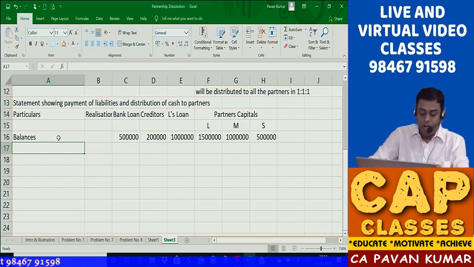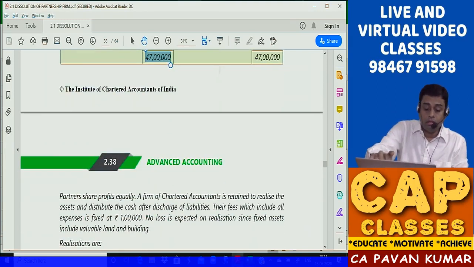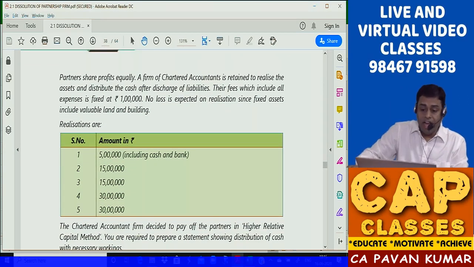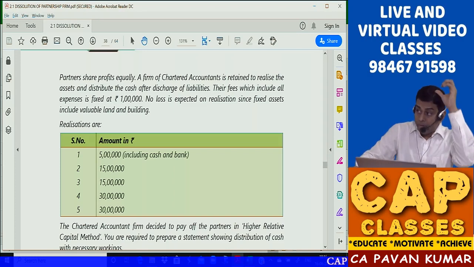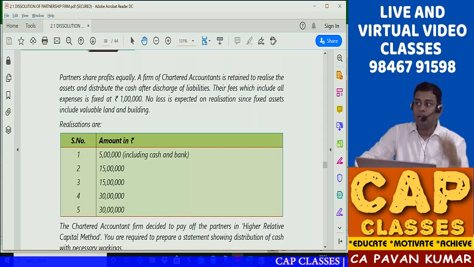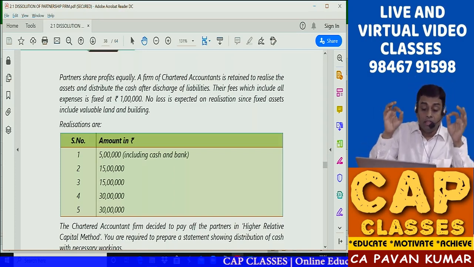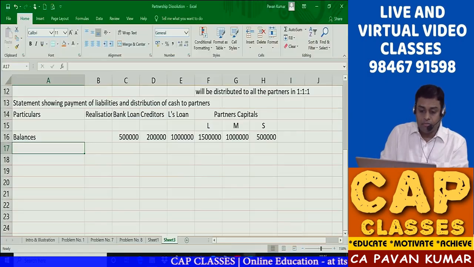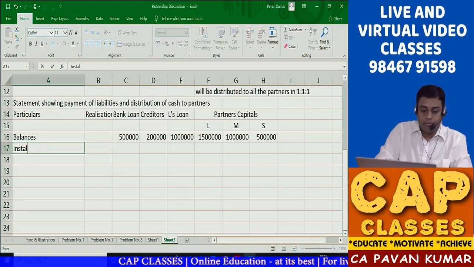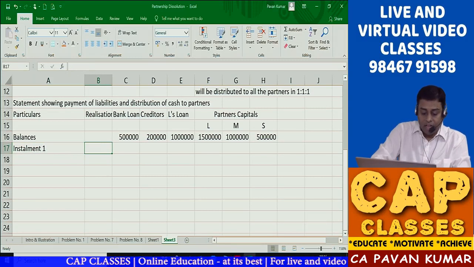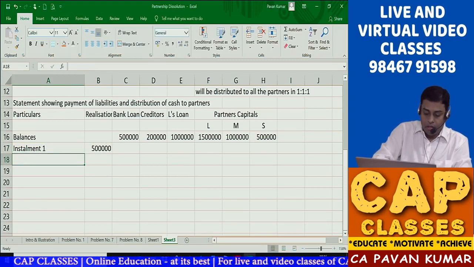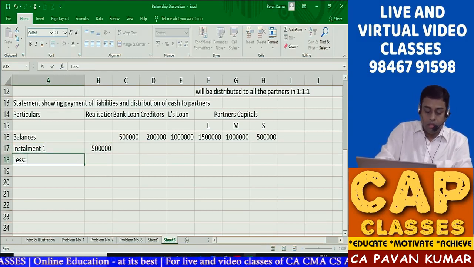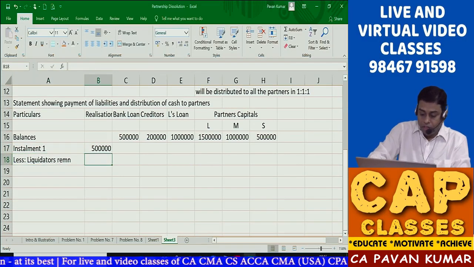So shall we start distributing money? So installment 1. Installment 1 is 5 lakhs. From this 5 lakhs, what will you do first? Tell me. From this 5 lakhs, you will pay the liquidator's remuneration first. So realization, installment 1: 5 lakhs, less liquidator's remuneration. How much? 1 lakh.